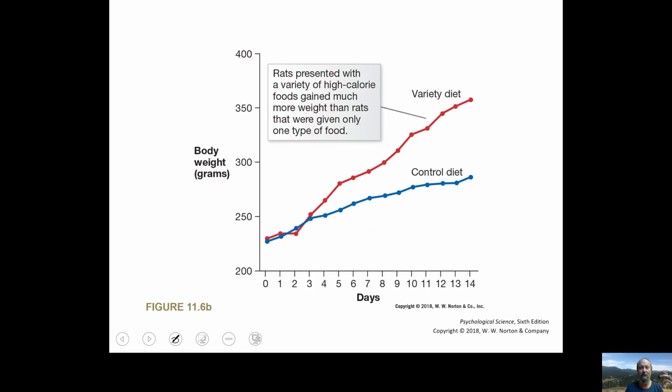And here's a variety of diet. These are rats. So if you have a control diet, high calorie foods would gain weight. On a controlled diet, they would gain some weight, but not as much. And this is how old the rats are.